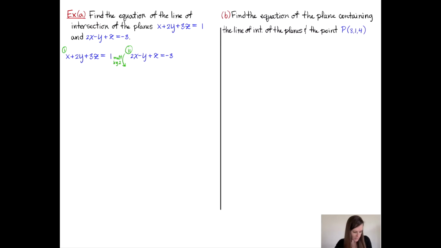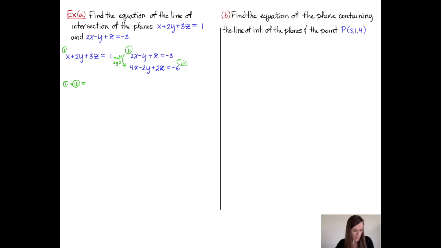And that gives us 4x minus 2y plus 2z equal to negative 6. And I'll call this equation 3. So now we want to add equation 1 and 2. Rather, equation 1 and 3, so that we can have our y's cancel out.